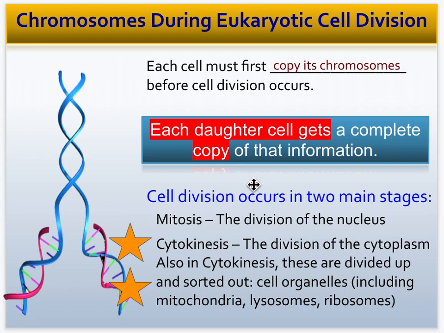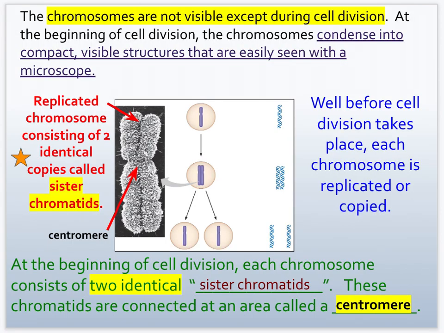So during eukaryotic division, each cell first makes a copy of its chromosomes, and then each daughter cell gets one of those copies. And there's two main stages. The first stage is mitosis, which is the division of the nucleus. After mitosis, there's another process called cytokinesis. Cytokinesis is where the cytoplasm is divided out, and so are all of the organelles like mitochondria, lysosomes, Golgi, and ribosomes. They're all sorted out and divided between the two new cells.